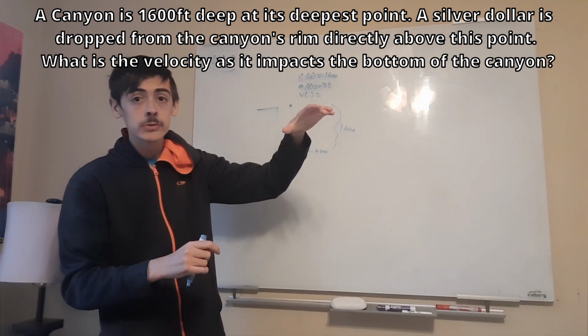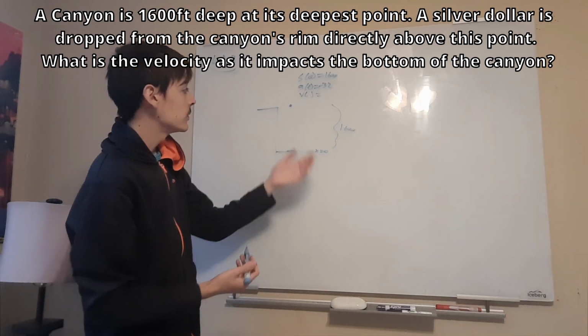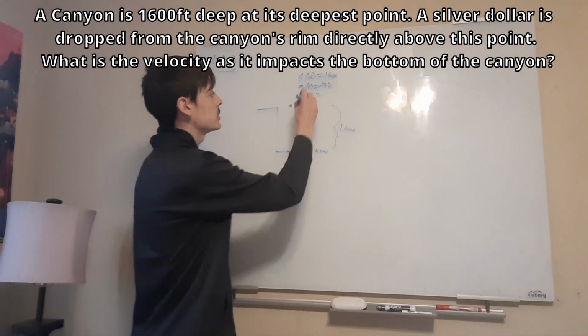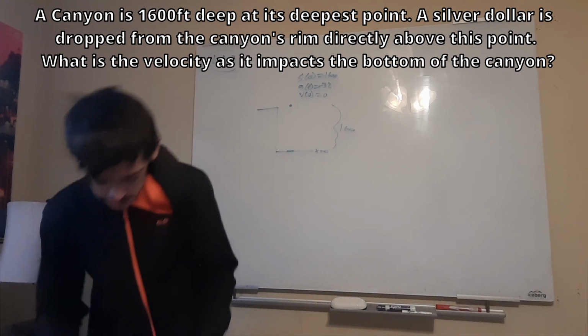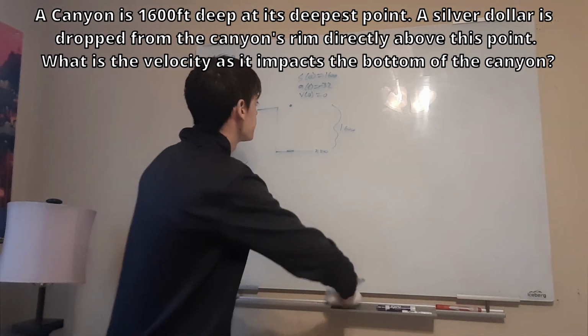I'm just letting go. So right as I drop it, right as it stops, velocity is 0. And then we can apply the same thing here. If you're dropping a silver dollar, it's the same thing. So v of 0 will equal 0. And with this information, we can actually go through all our process again.